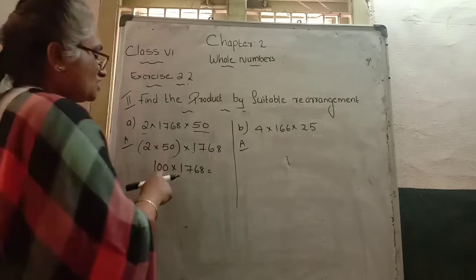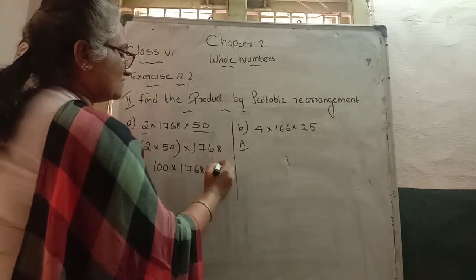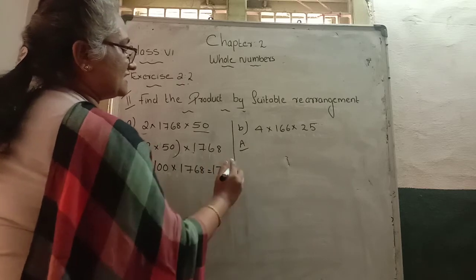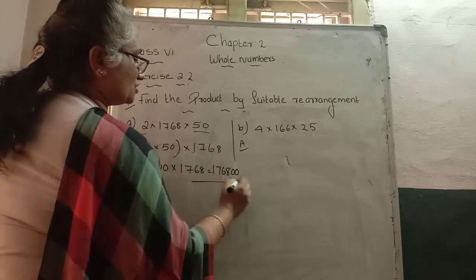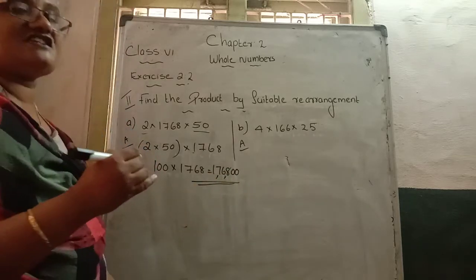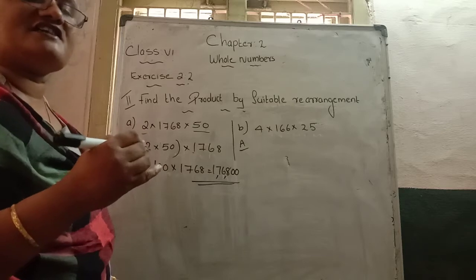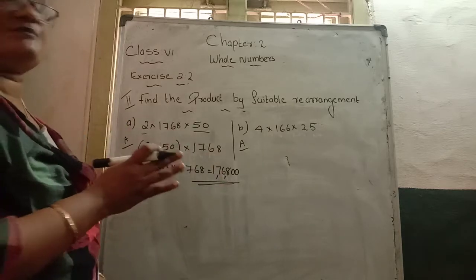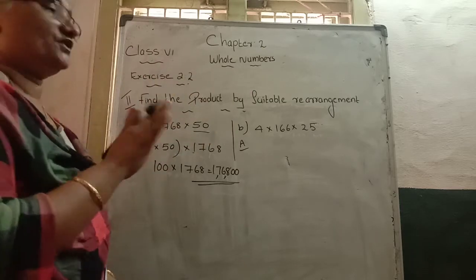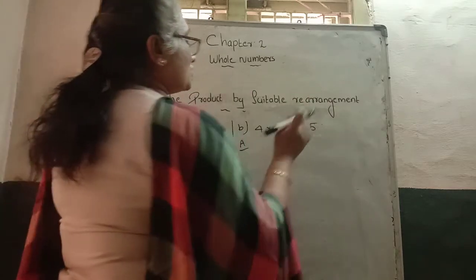Any number multiplied with 100, what is the answer? The same number, right? And 100 contains how many zeros? 2 zeros. So our answer becomes 1,76,800. That is the easy way we can multiply. Otherwise, in these three numbers, we would have to do the multiplication step by step.